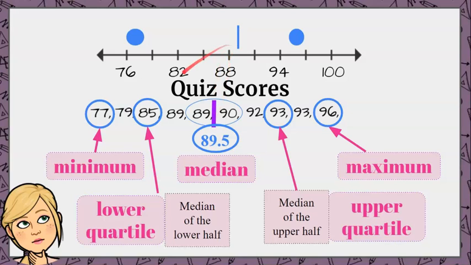And now we need our box. Our box is going to go from 85 to 93. So we have our minimum, our lower quartile, our median, our upper quartile, and our maximum. And now we're going to put our whiskers that connect the minimum to the box and the maximum to the box. And there you have a box and whisker plot that matches these 10 quiz scores.